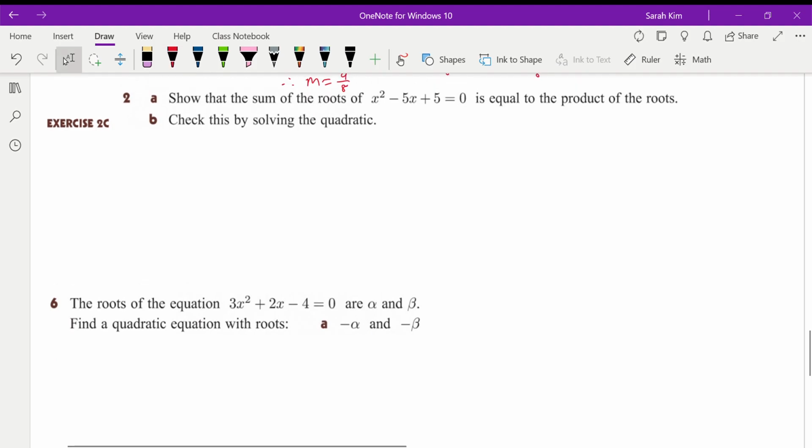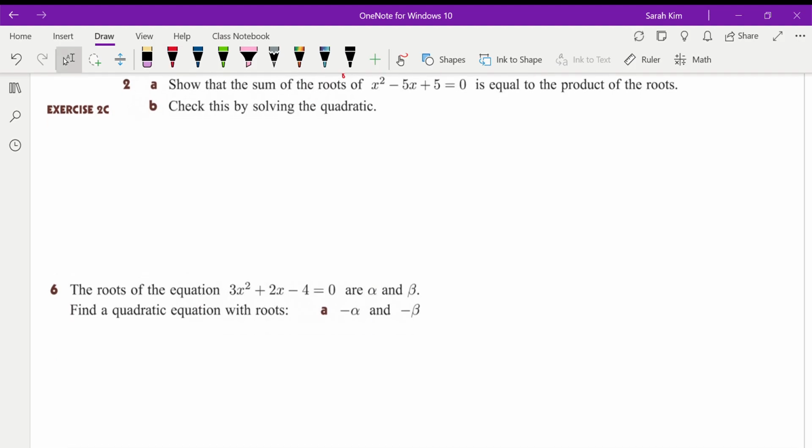Show that the sum of the roots is equal to the product of the roots. Remember that 2c is a hard one, but question 2 you should have done for homework, so we'll give it a go. So we've got alpha plus beta equals, I think from memory, negative b over a. You should have your notes hopefully with you. I'm pretty sure these are right, so I'm going to roll with it.